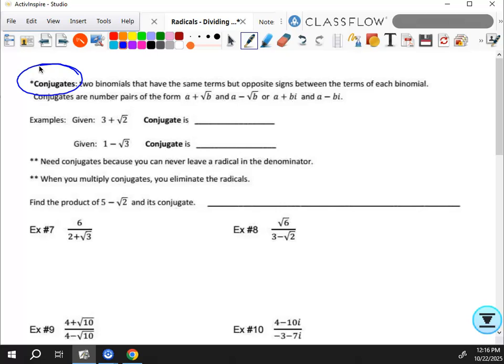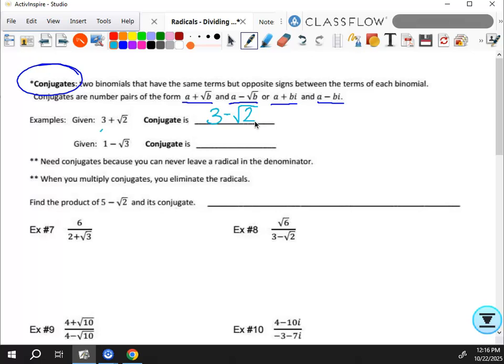So conjugates are 2 binomials that have the same terms, but the opposite sign between them. So if I have a plus the square root of b, then a minus the square root of b is its conjugate. If I have a plus bi, then a minus bi is its conjugate. You just change the sign in the middle. That's all. So if I have 3 plus the square root of 2, the conjugate is 3 minus the square root of 2?